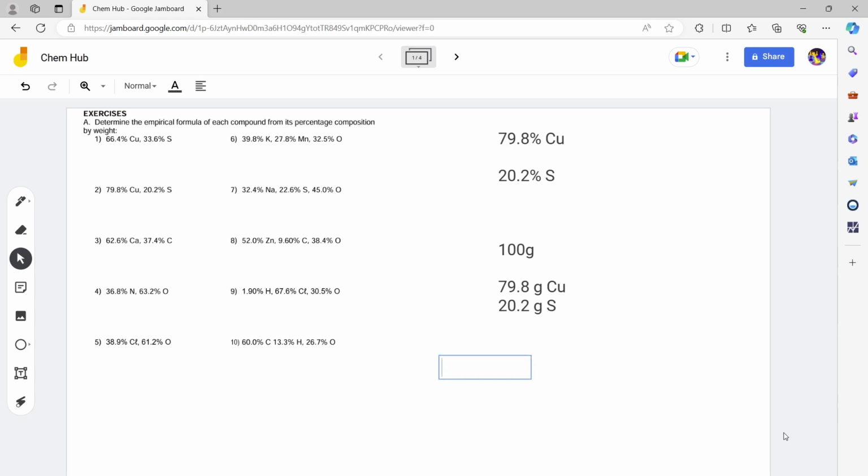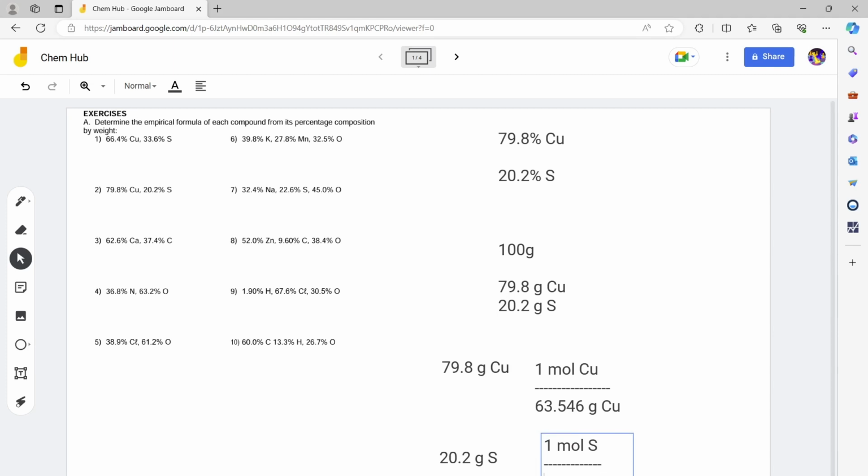We're going to convert everything to moles. So we're just going to multiply the amount of copper by its molar mass. So we get 1 copper over, we have it here, 63.6, and we can do the same for sulfur. So we have 20.2 grams of sulfur multiplied by 1 mole of sulfur over 32.065.